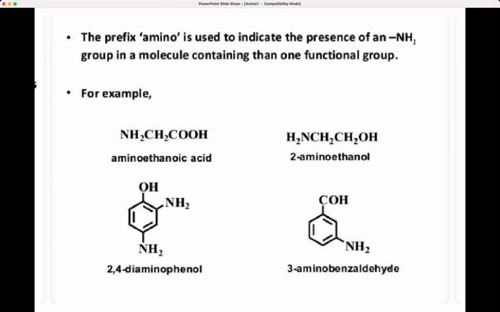You can see diaminophenol and aminobenzaldehyde. In all these structures, NH2 is attached to benzene. Here this is OH, a benzene ring attached to OH, we call it phenol. Then in the second and fourth positions we have NH2, so that is why we call it 2,4. Always write the numbers first, the number of the position. We count 1, 2, 3, 4 like that. So second and fourth positions have 2 amino groups. If we say diamino, then this whole thing is called phenol. Here, at position 3, we have the amino group, benzaldehyde. Okay, just remember that.